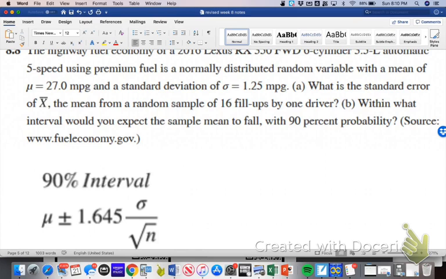So I'm going to highlight the pieces from the problem. So there is your mean. This is the z-score that corresponds with the 90% interval. Then we have our standard deviation, and n will be 16. So that is where I'm getting all the pieces from the problem to substitute into the formula.